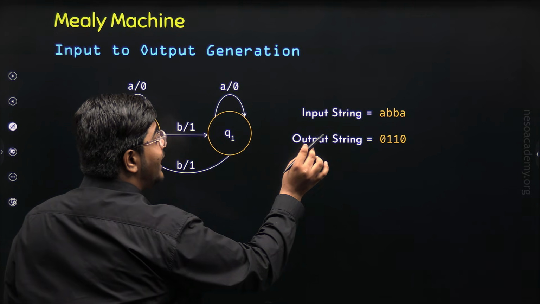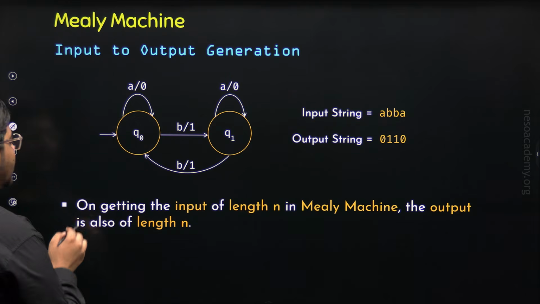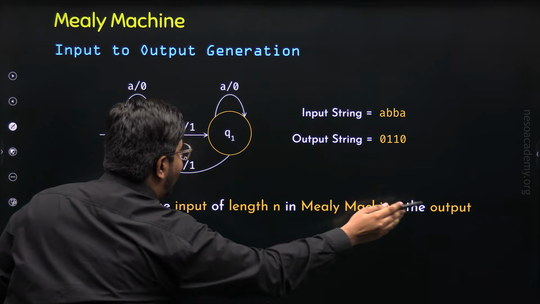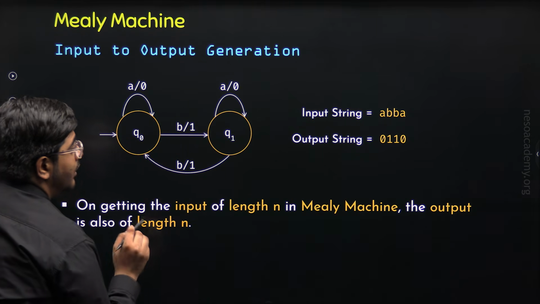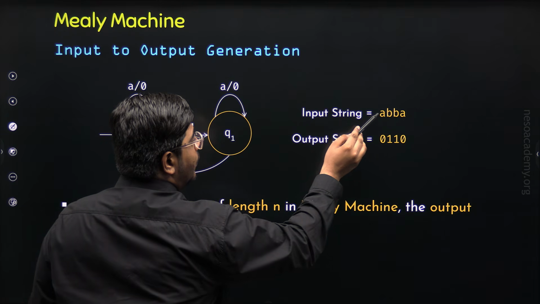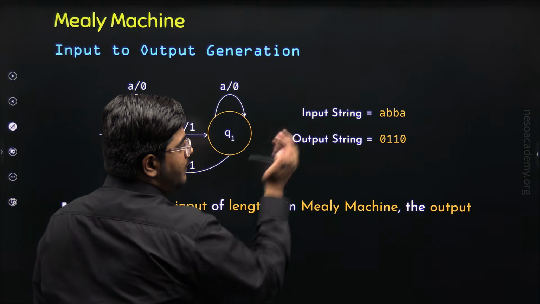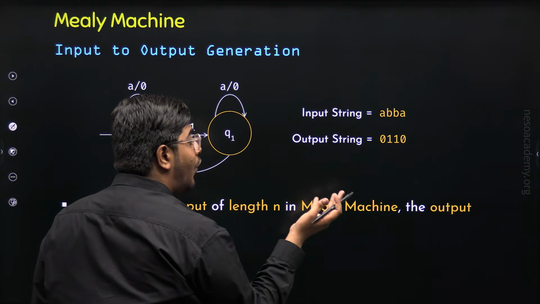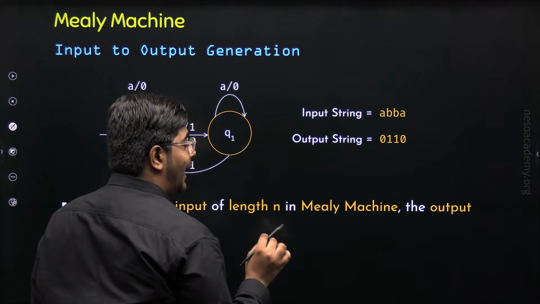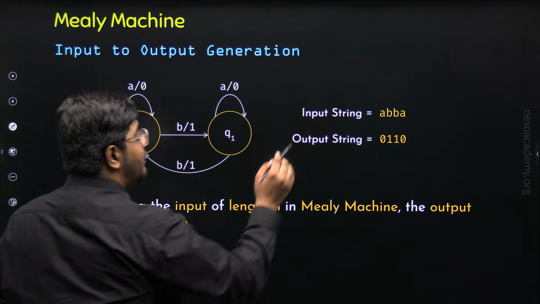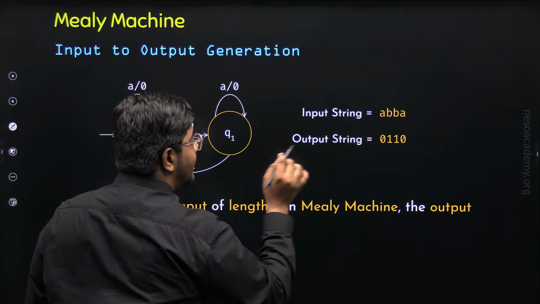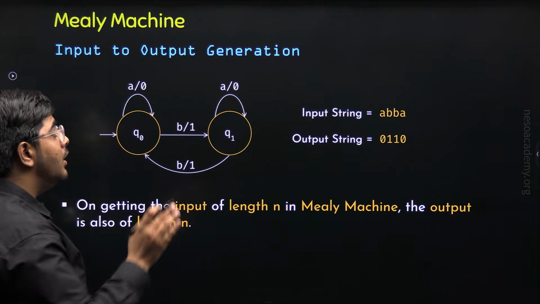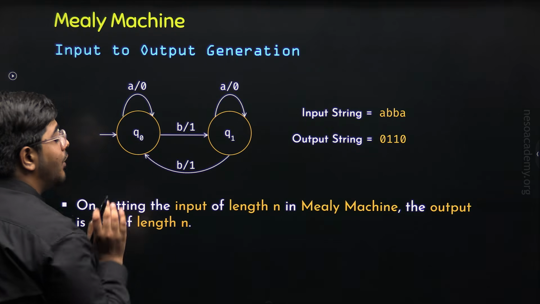And if you clearly observe, you will find that on getting an input string of length n in Mealy machine, the output is also of length n. What is the length of the input string? 1, 2, 3, 4. 4 is the length of the input string. Then what is the length of the output string? 1, 2, 3, 4. 4 is also the length of the output string. That means, in case of Mealy machine, if the input string is of length n, then the output string is also of length n. That is what we can conclude from input to output generation for Mealy machine.